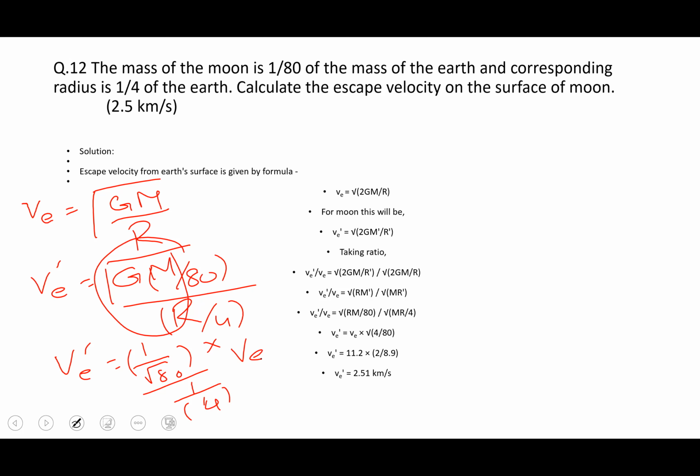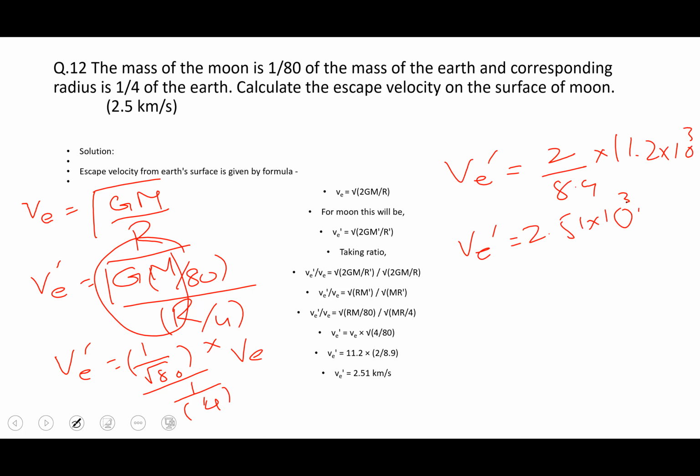So in this case also we'll get the same value: V E dash is equal to 2 over 8.9 multiplied by the escape velocity, which was 11.2 into 10 to the power 3. So V E dash, the escape velocity from the moon, is going to be 2.51 into 10 to the power 3 meters per second, or we can say 2.5 kilometer per second. So both of these methods are correct. You can take it by ratio, or you can substitute the values. Both will be correct.